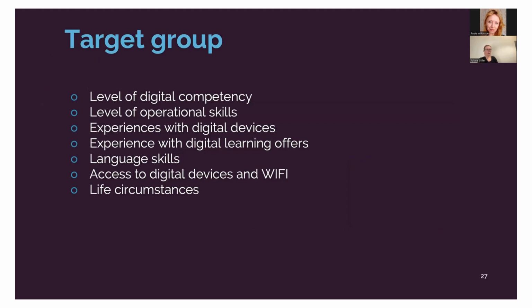So if you think of the target group for any digital literacy intervention or digital inclusion measure, then you have to think about the level of digital competency people have, their level of operational skills on different devices. That is also very important. Just because someone can use a phone does not mean they can use a laptop. Experience with different digital devices, experiences with digital learning offers, language skills. Do people have access to devices and Wi-Fi? How are their life circumstances?